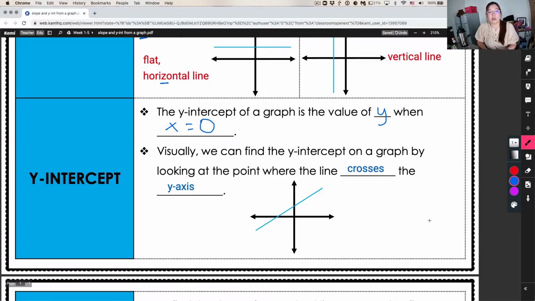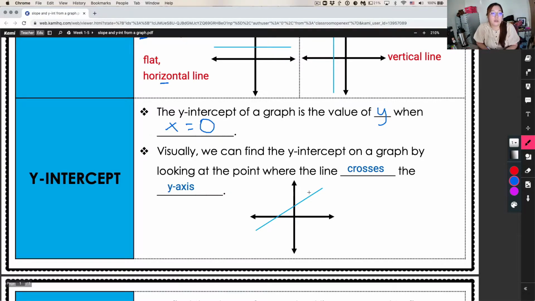Now the word intercept, to help you remember that, you think about in football, when somebody throws the ball to pass, and the other team catches the ball, stops the pass, pass incomplete, that's an interception. You intercepted the ball. So for the y-intercept, this is where the line of this graph is intercepted by the y-axis.